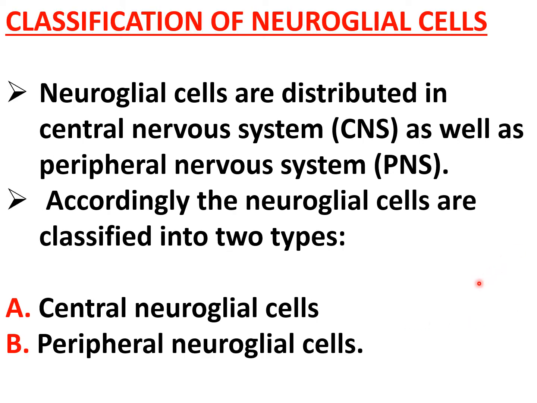Then classification of neuroglial cells. So neuroglial cells are distributed in the central nervous system as well as the peripheral nervous system. So there are two types of neuroglial cells: central neuroglial cells and peripheral neuroglial cells.